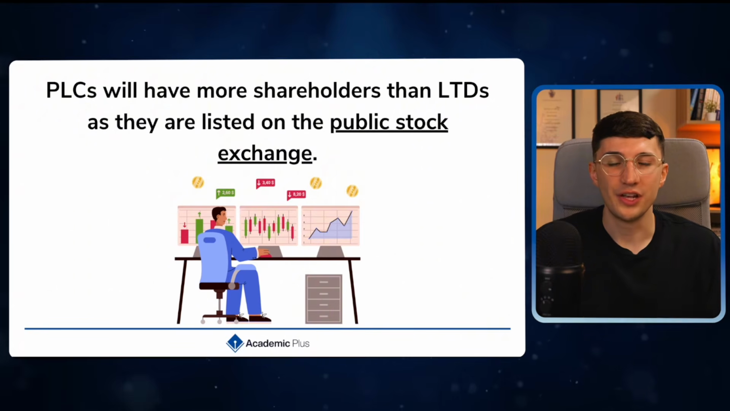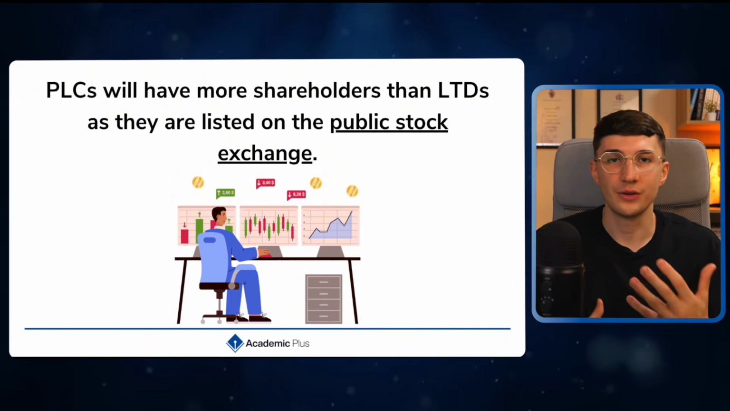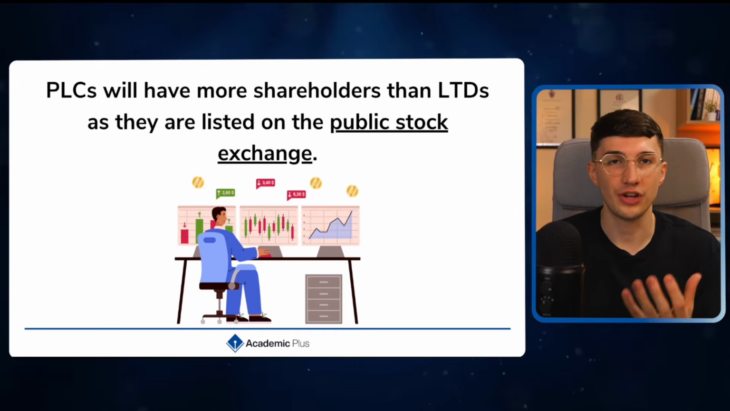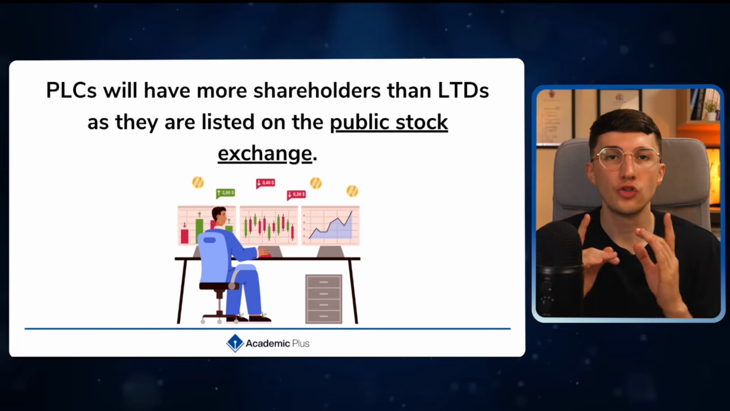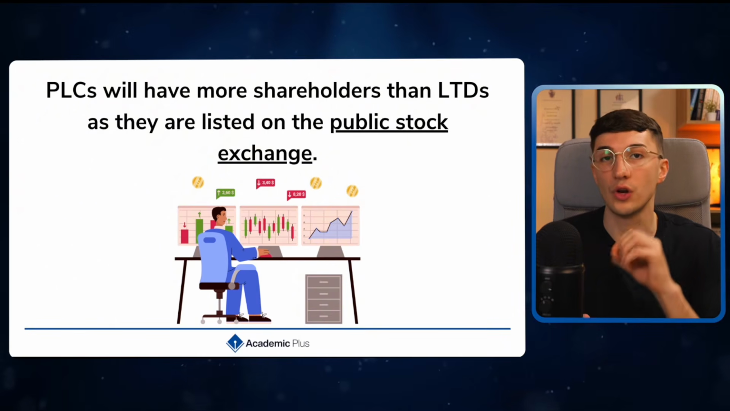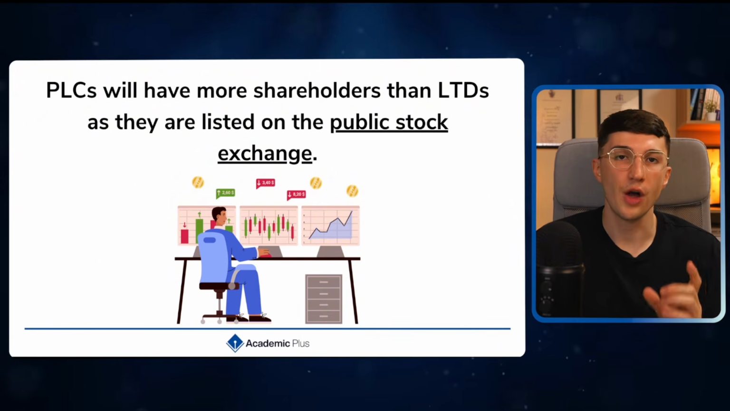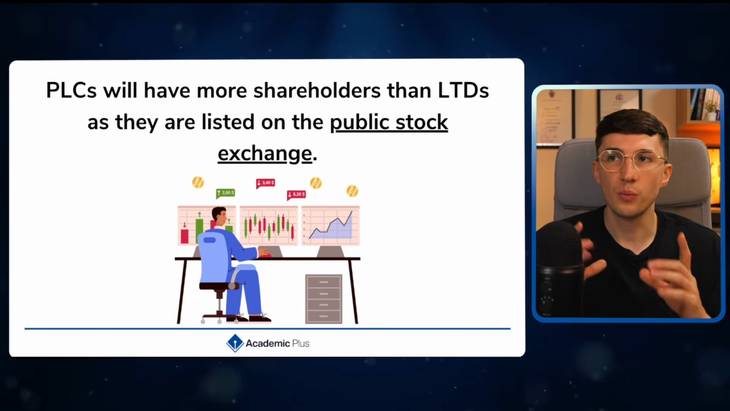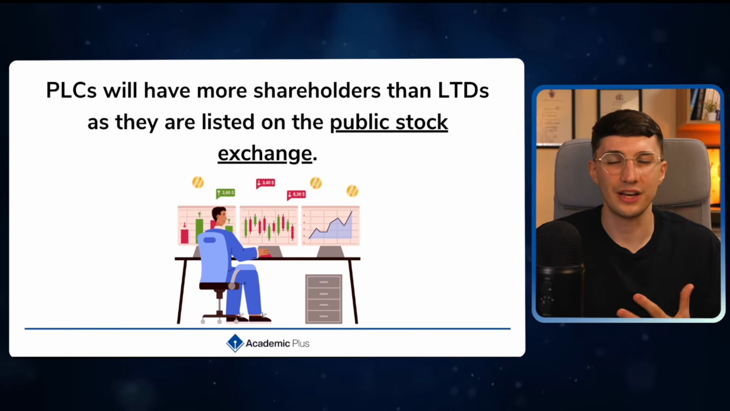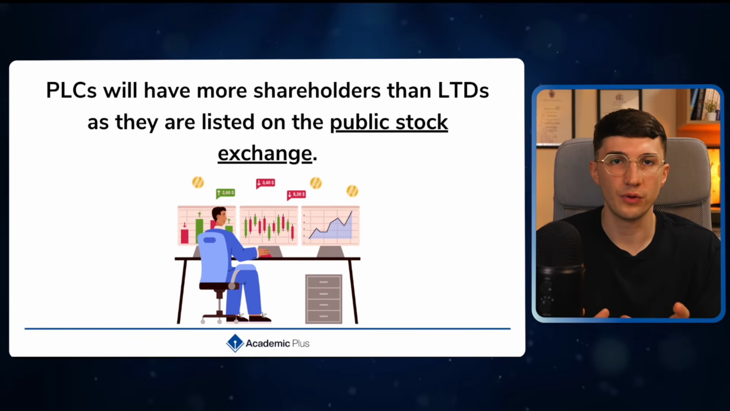Now, as we said earlier, a private limited company sells their shares privately, where a public limited company sells their shares on the public stock exchange. So what you'll typically find is that your public limited companies will have a lot more shareholders than your private limited companies. And what you'll find with these public limited company shareholders is that they don't have a personal connection necessarily with the founder of the business.